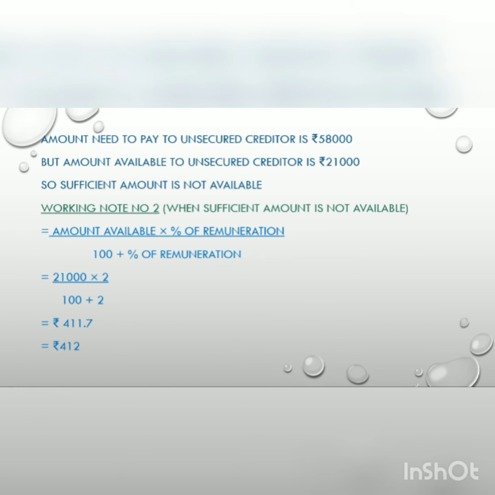The total amount payable to unsecured creditors is rupees 58,000. But the amount available after payment of all liabilities is rupees 21,000, so sufficient amount is not available. If sufficient amount is not available, the remuneration for liquidator on unsecured creditors is total amount available, multiplied by percentage of remuneration, divided by 100 added with percentage of remuneration. Now the value is 21,000 multiplied by 2, divided by 102. That is 100 added with 2. The answer is rupees 412. The rupees 412 is paid as commission for liquidator for his service.